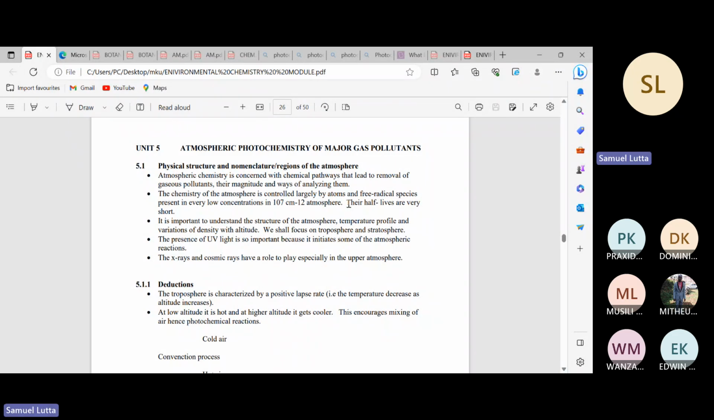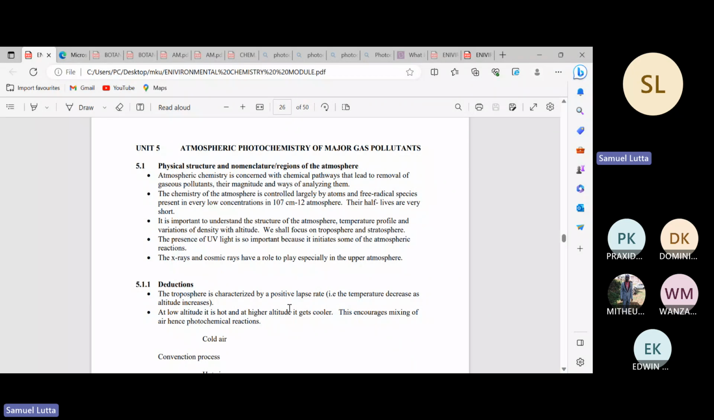It normally comes from the sun. There are also other rays in the upper atmosphere, like X-rays and cosmic rays, which can also bring about this kind of reaction. But the main one is the UV light, which breaks molecules into radicals and atoms.